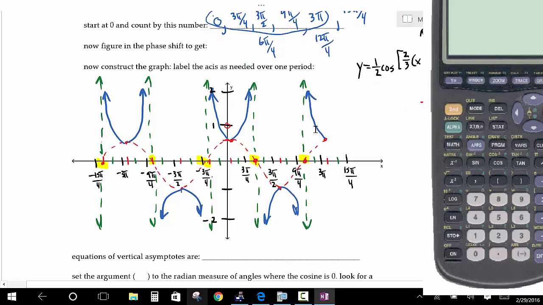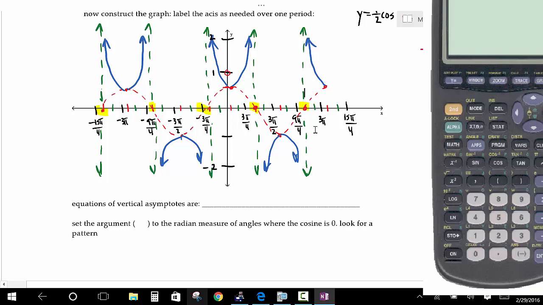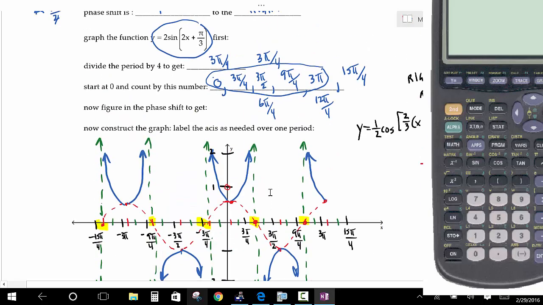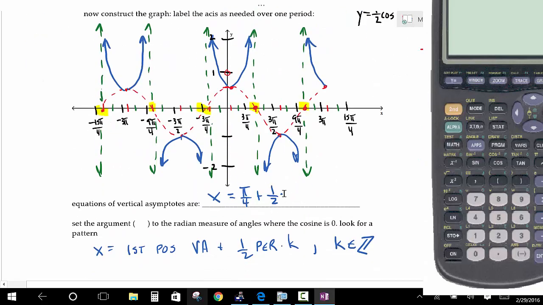Now, it's just as easy to write a formula for an asymptote on this. The formula really is x equals, I like to say, first positive vertical asymptote plus 1/2 the period times k, with k being an integer. Well, the first asymptote was pi over 4. That occurred where the phase shift was. So we would say x equals pi over 4 plus 1/2 of the period. The period on this we got was 3 pi, so it's 1/2 times 3 pi, where k is an integer. You could write that as 3 pi over 2. The best way to write this would be x equals pi over 4 plus 3 pi over 2 times k, with k being an integer, and that always works.